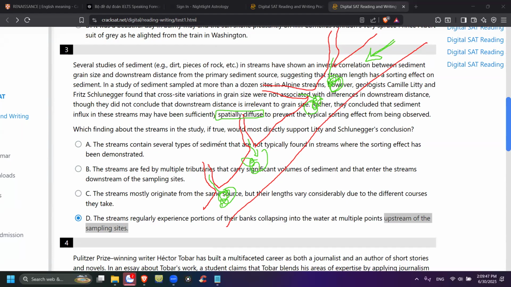That's what I think maybe, it may have been sufficiently spatially diffuse because basically the stream regularly experiences portions of the bank collapsing into the water. So it means there are several points on the stream in which new sediments will come in, right? It's not like a huge chunk just comes into the water, but several points, regularly. Exactly. If it's a huge chunk of the bank that breaks apart, it will not be sufficiently spatially diffuse, right? It's several small things that diffuse, but a big chunk will not.